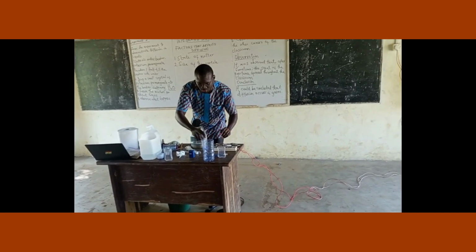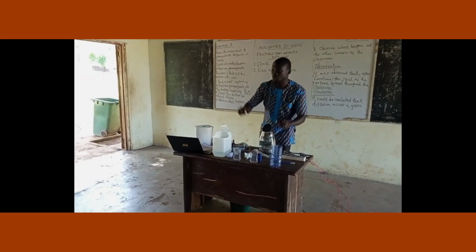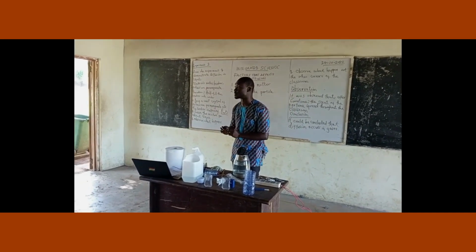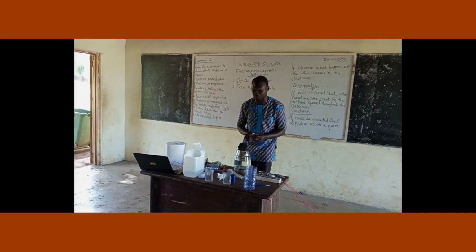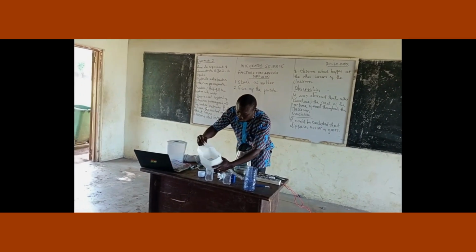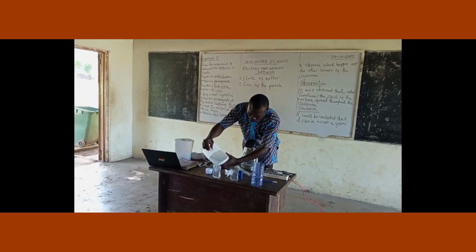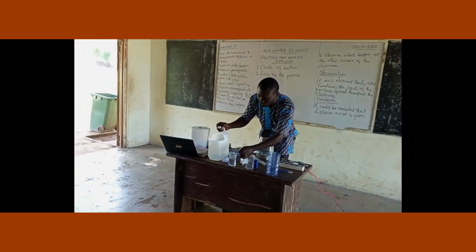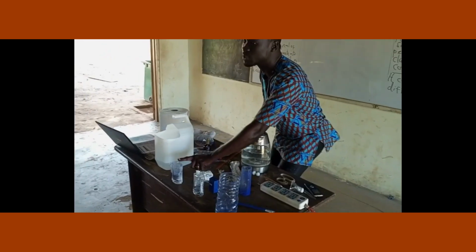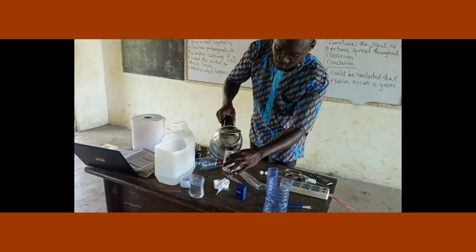Now we are going to use the naphthalene or the camphor balls for this experiment, looking at the effect of temperature. So let me pour a portion of the cold water, and then let me pour a portion of the warm water. Please, let's take this one, the cold water, and this one, the warm water.